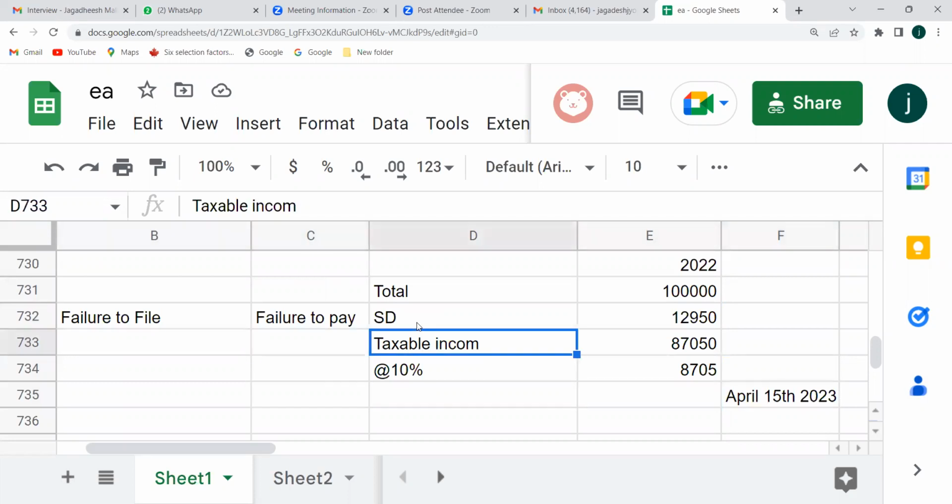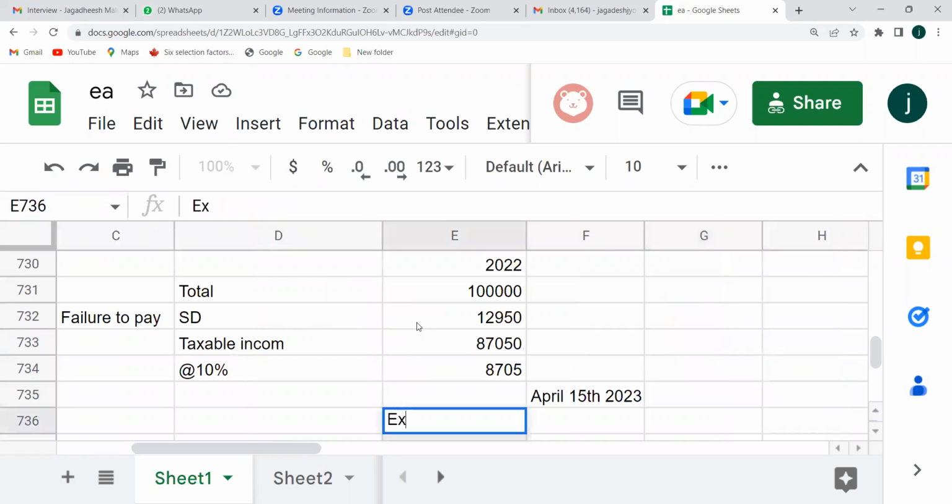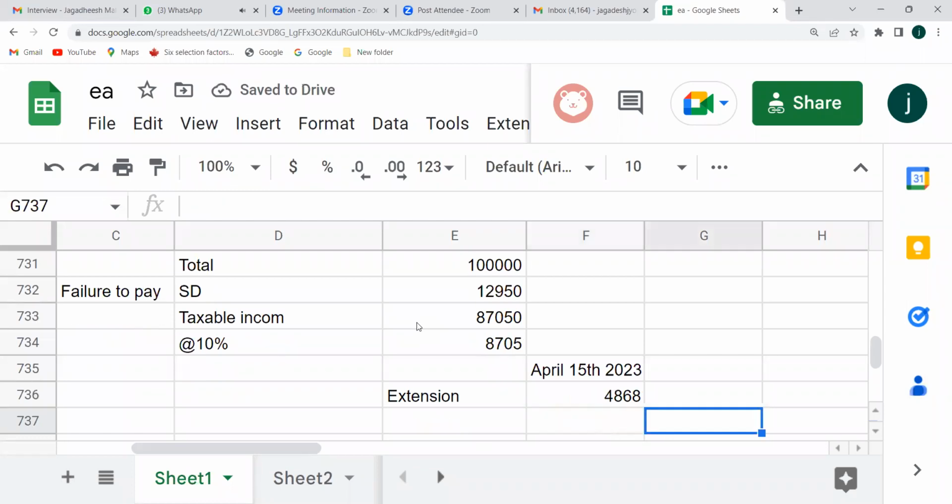He needs to file the return by the same date, 15th April 2023, and he can get an extension also. So what is the extension form? 4868 is the extension form. For business returns like 1065 it's 7004, but we are talking only about individual returns. We are completely into individual taxation. So the extension form for the 1040 and 1040 NR is 4868.